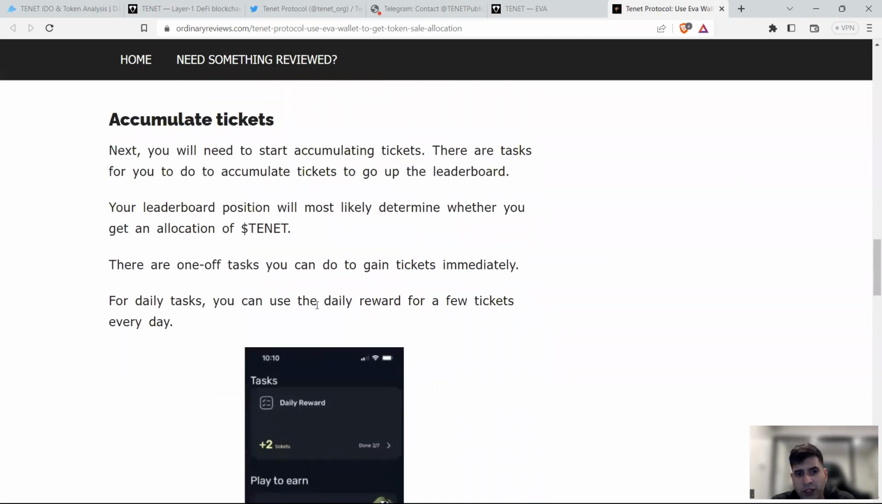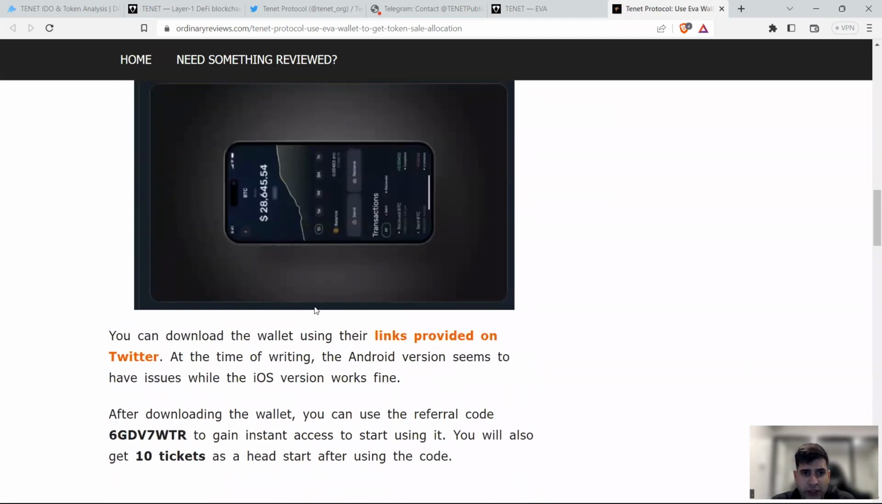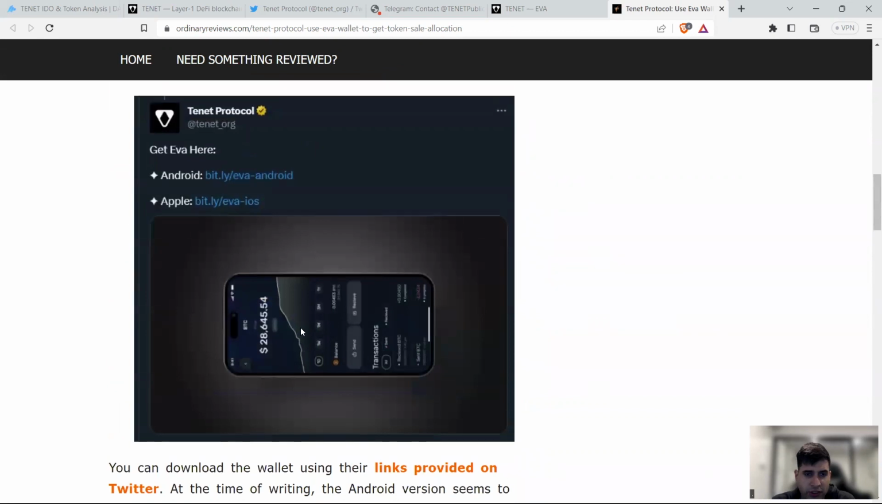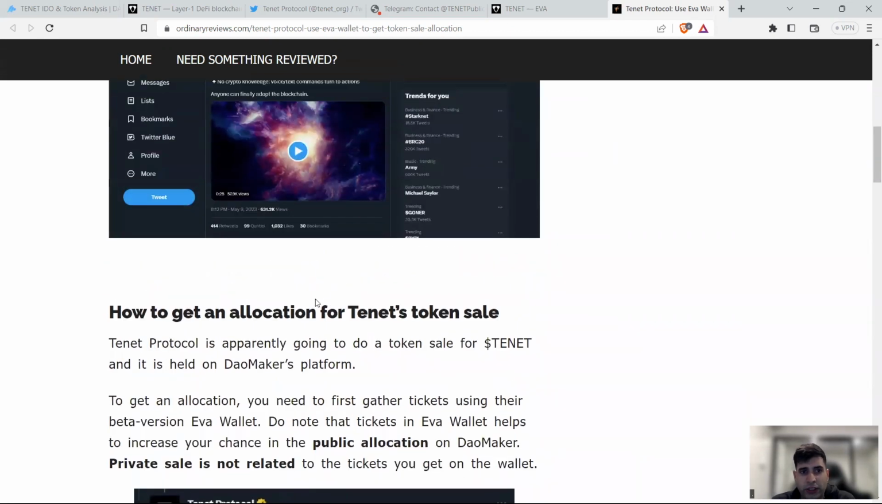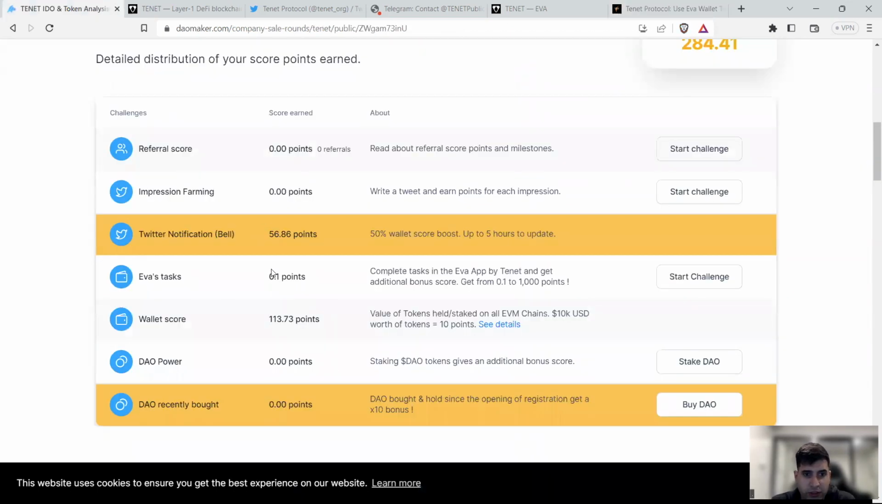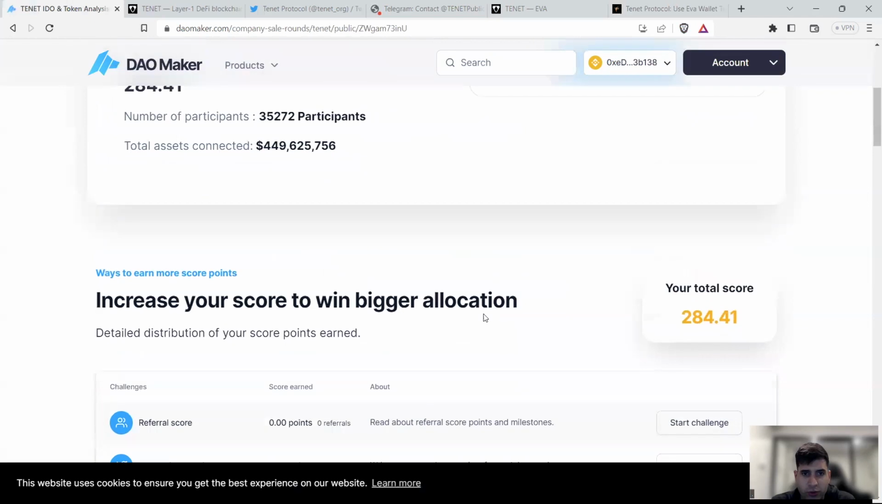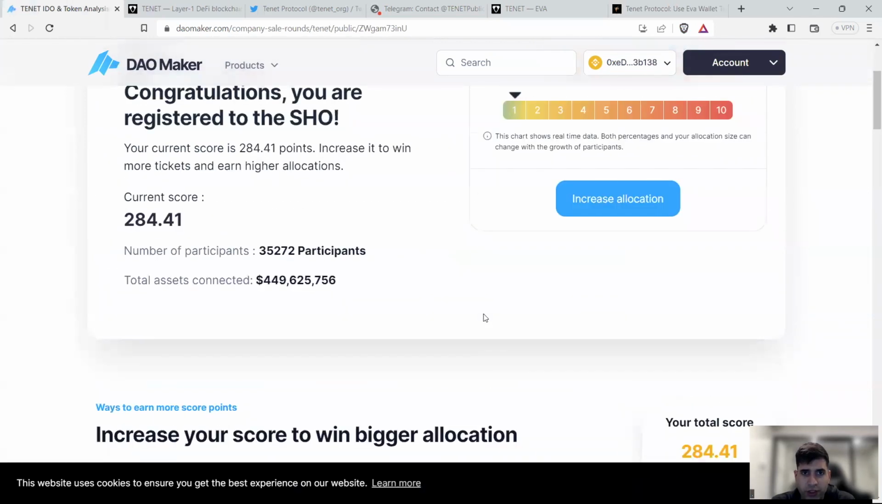But for me, I don't have Android, so I don't see all the other tasks. I just see the referral. But that's also a way to get it. And then it converts points here, gives you more points, a maximum of 1,000 points. It gives you a chance to participate in the IDO of the project.